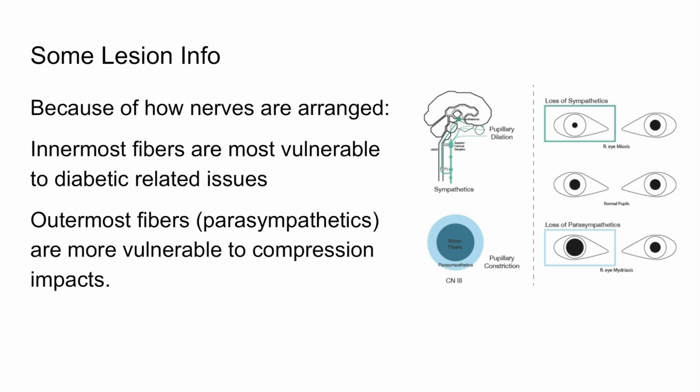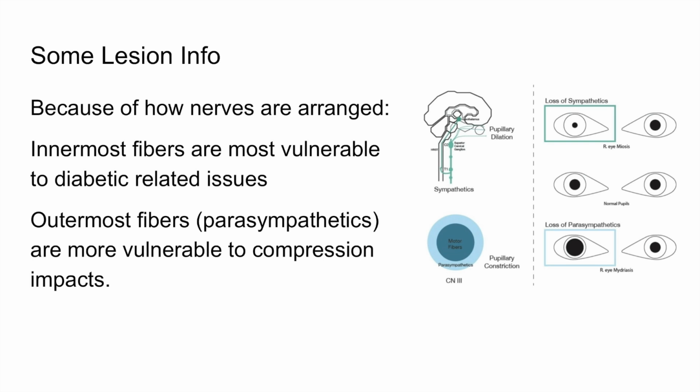Okay, and here's some just quick lesion info, okay? So the key idea is fiber organization inside the oculomotor nerve. So not all fibers are going to be equally protected. So the central or inner fibers are mostly going to be somatic motor nerves. All right, these control extraocular muscles like our medial rectus, our superior rectus, etc. And these fibers are supplied by small internal blood vessels. So they're more vulnerable to ischemia, especially from things like diabetes. The peripheral or outer fibers are the parasympathetics coming from Edinger-Westphal nucleus, and these control pupil constriction.